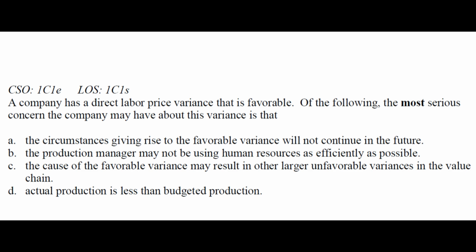D. Actual production is less than budgeted production. Incorrect. Production volume affects volume and efficiency variances, not the labor price variance. Correct answer: C. The cause of the favorable variance may result in other larger unfavorable variances in the value chain. Managers should evaluate the overall impact on the value chain, recognizing that a favorable labor price variance may simply shift costs to other areas and reduce total organizational performance.